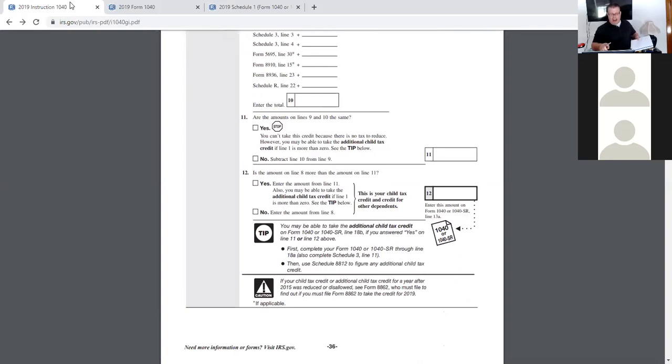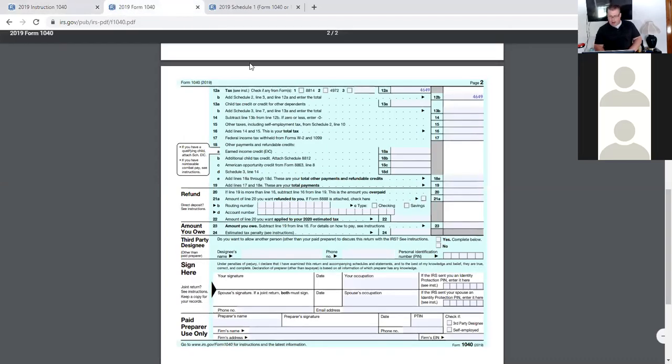Is the amount on line 8 more than the amount on line 11? Yes, 6,000 is more than 4,649. So it says yes, enter the amount from line 11 on line 12. So the amount from line 11 on line 12, that's going to be the $4,649. So this is our child tax credit and credit for other dependents. And if you look at number 12 there right beneath it, enter this amount on Form 1040, line 13A. So that's what we're going to enter there, $4,649.